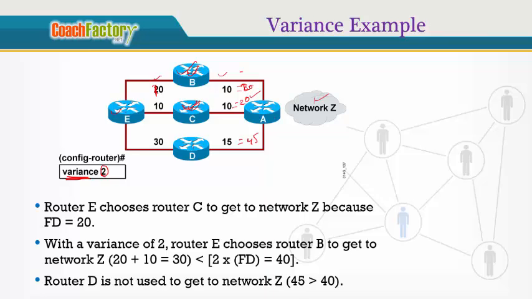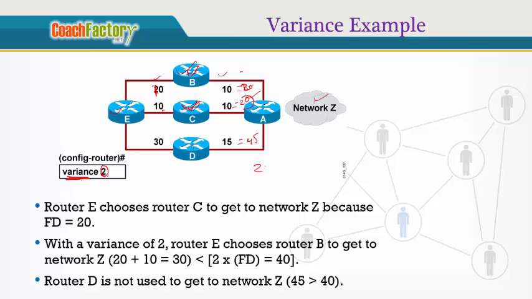For example, what is the best path FD value? 10 plus 10, 20, right? And we want to use this one also as the best path. We want to include this one also in the routing table to do load balance, even though both of them do not have the same FD value. So what we can do is, we need to check what's the FD value of this path. That is 30. So based on the best path FD value, we need to multiply by 2. This is the variance 2 command we have given over here under router E.